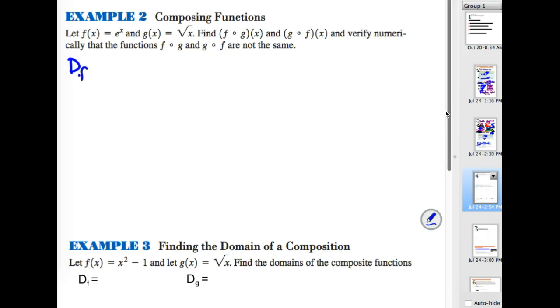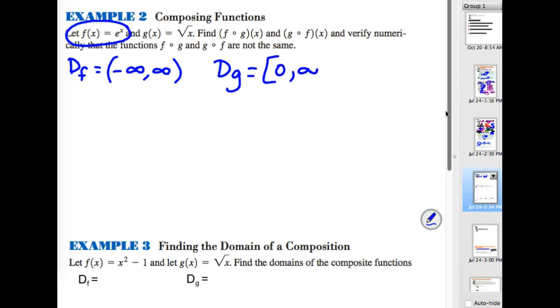So our domain for function f was e to the x. Are there any values that we can't plug in as powers of e? So e we can take to a negative power, we could take to the 0 power, we could take to positive powers. So for the domain of f, we have everything, all reals. For g of x, though, we've got that square root again. So the domain of g has to be 0 or higher. We cannot square root negatives.